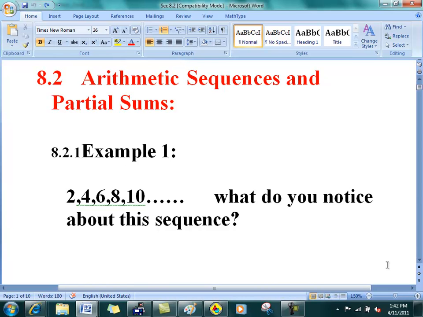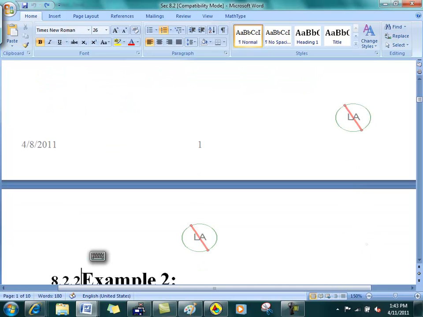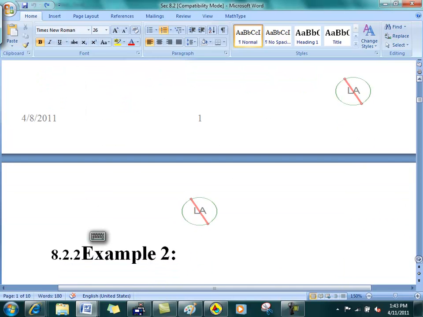They go up by two? Can someone state it in a different way by using the word difference? There's a difference of two between two consecutive terms. Okay, there's a difference of two between two consecutive terms. There's a reason why I'm using the word difference, because it's going to come into our formal definition in a minute. Take a look at the second example.